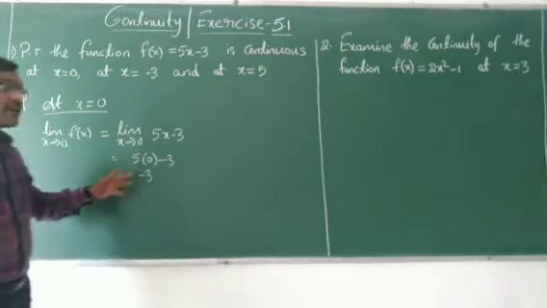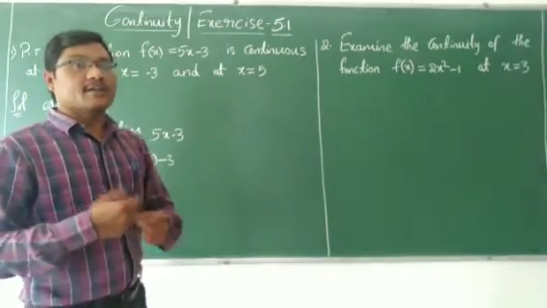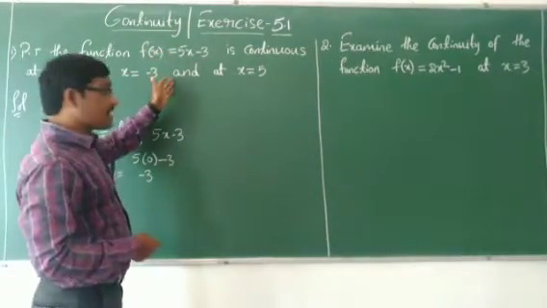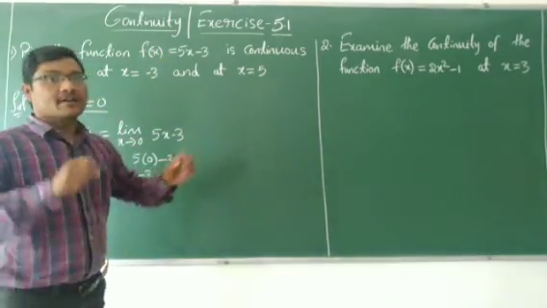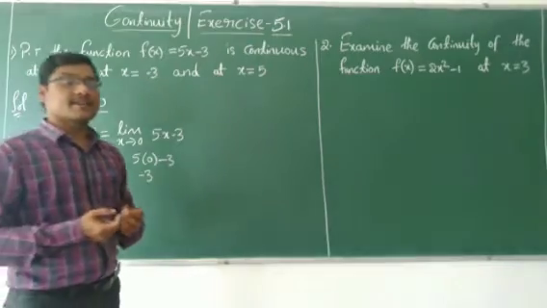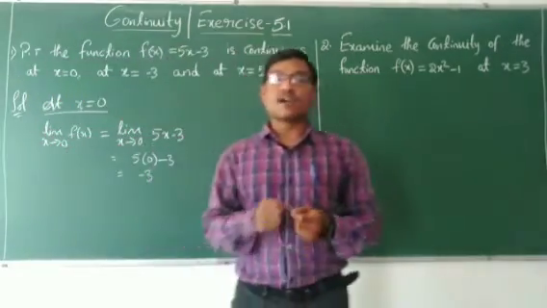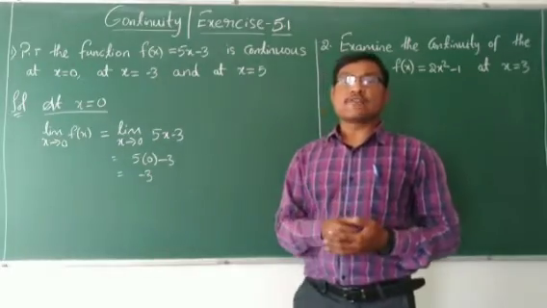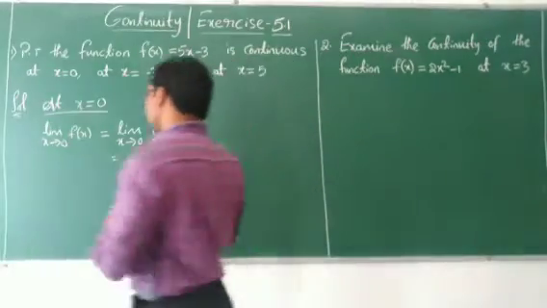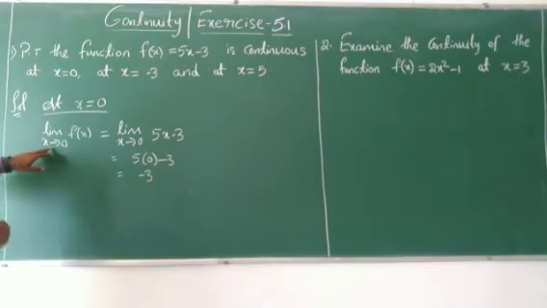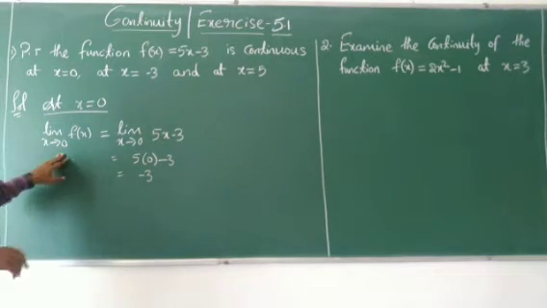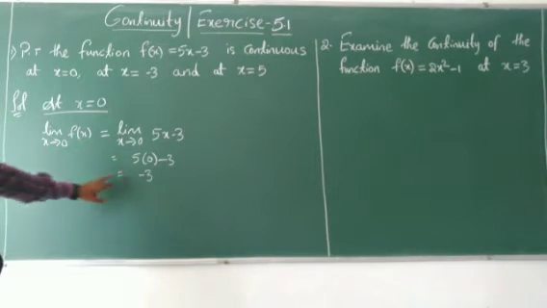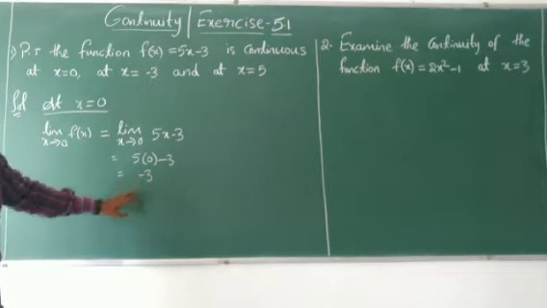Here we do not have to find out the left hand and right hand limit separately, because we do not have f of x defined differently for x less than 3 and x greater than 3. We do not have anything like that. If we have x less than 3, x greater than 3, then we will do left hand and right hand limits. Here we do not have x less than or greater than, so directly we can find the limit. So here we have got limit value is minus 3.